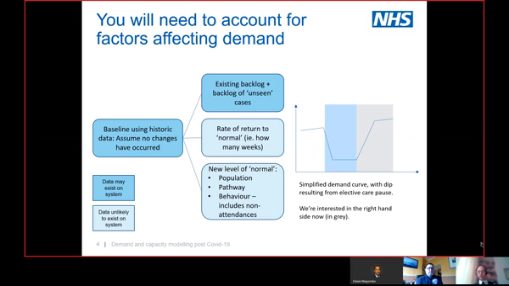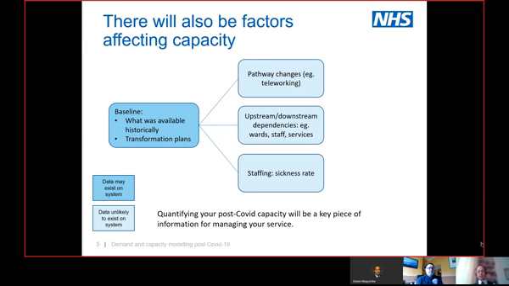So these are things that would affect your demand, and you might need to bear in mind in terms of planning for your service. The other half of the equation is looking at capacity. So once again, we can look at baseline historic information that you may have as a starting point in the absence of anything else. So what you had available historically, if there was any transformation plans that were in progress, and that helps to inform what your starting point might be.